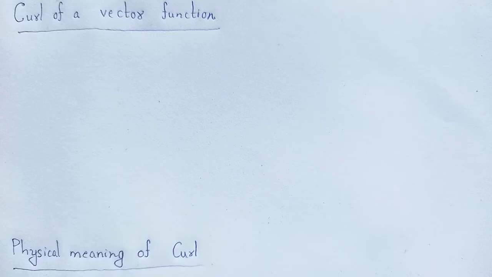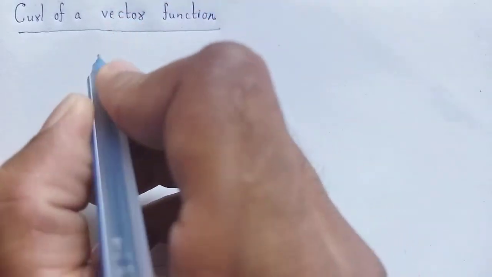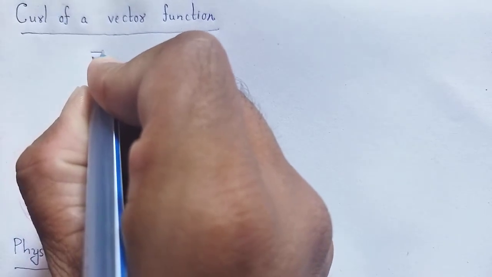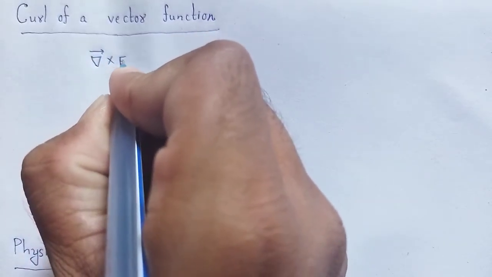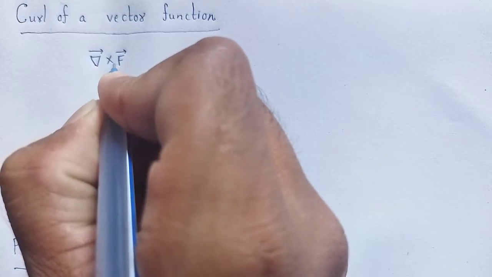In this video, we are going to discuss the curl of a vector function. Let's begin. The curl of a vector function: let f be a vector, then it is represented by grad cross f vector. This one is known as the curl of a vector function.